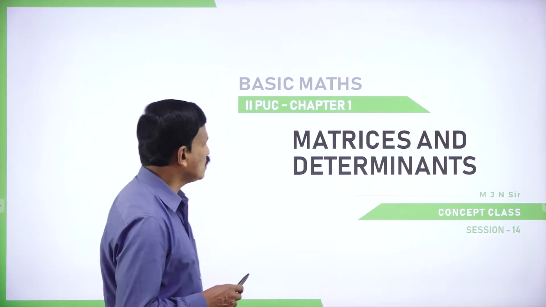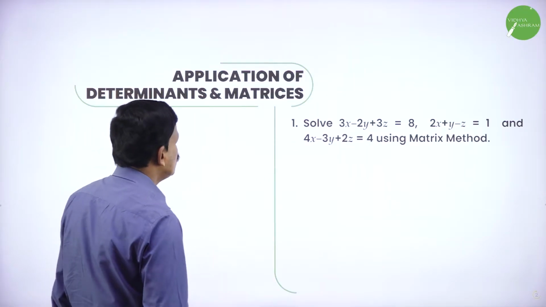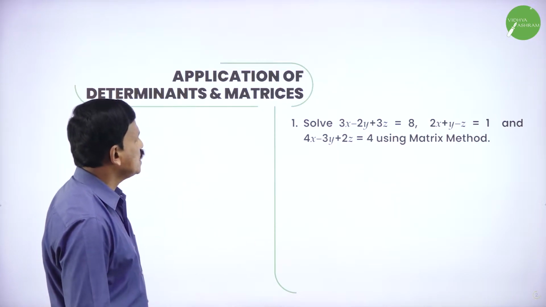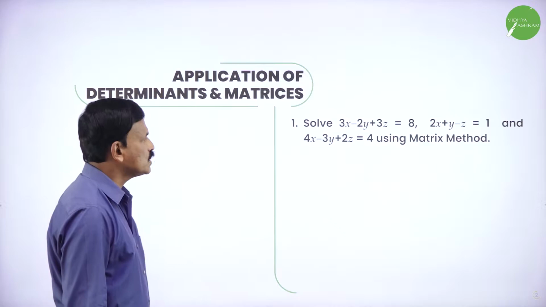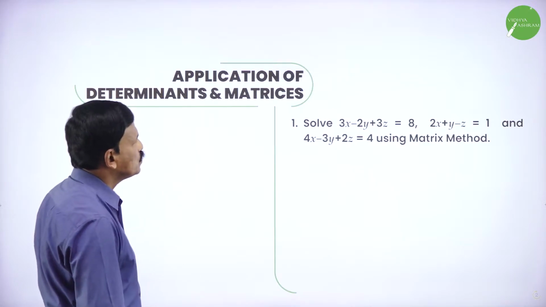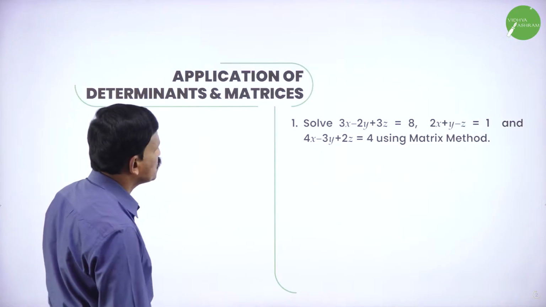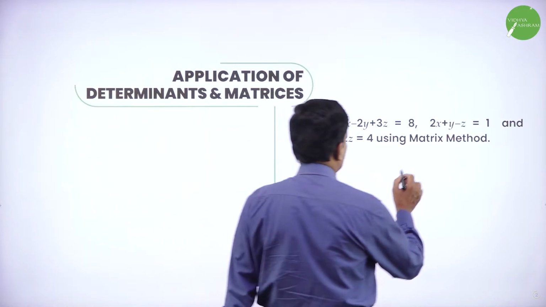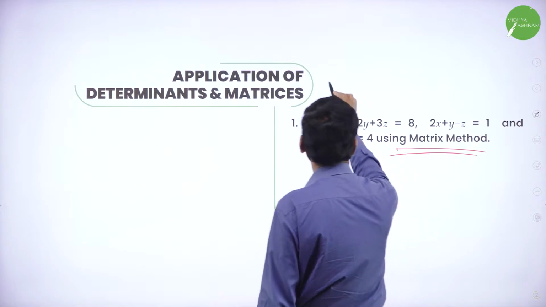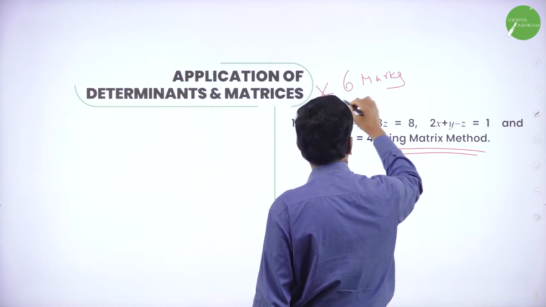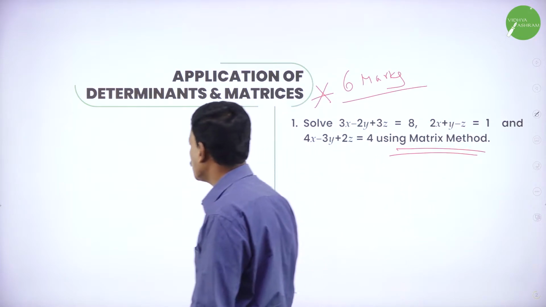Now what is the first problem? Solve the simultaneous equations 3x minus 2y plus 3z is equal to 8, 2x plus y minus z is equal to 1, and 4x minus 3y plus 2z is equal to 4 using matrix method. This is a very important problem for 6 marks, Part E, 6 marker question this is.